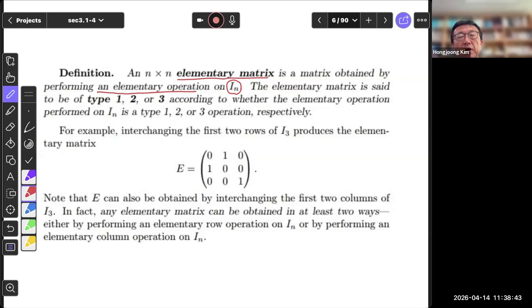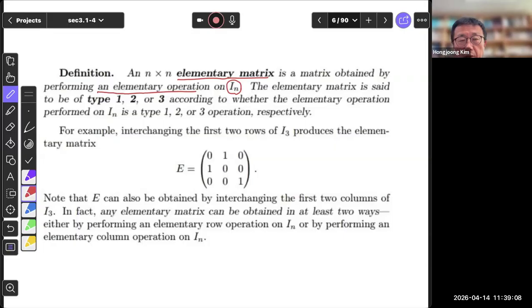Sometimes, especially in this textbook, we will say elementary matrix of type 1, type 2, or type 3, if that elementary matrix is obtained from the identity matrix by applying the elementary row operation or column operation of type 1, 2, or 3.